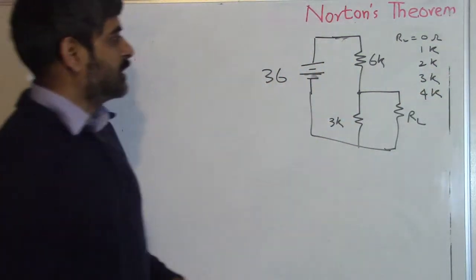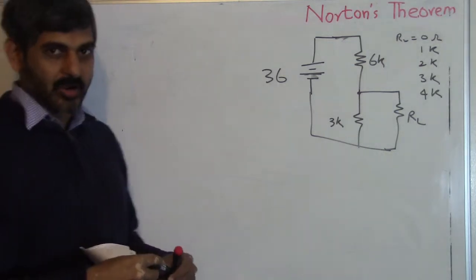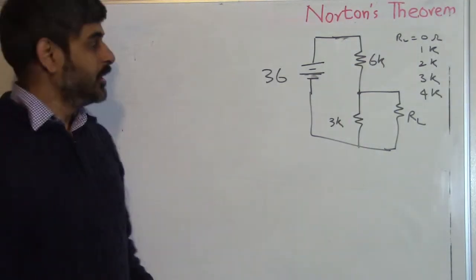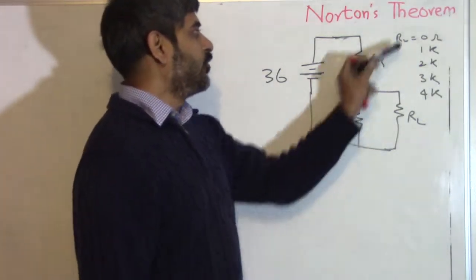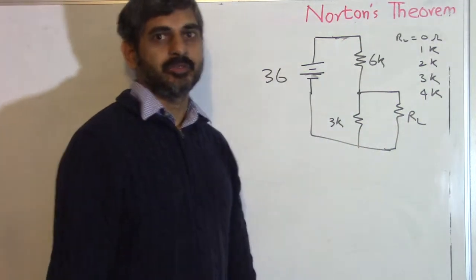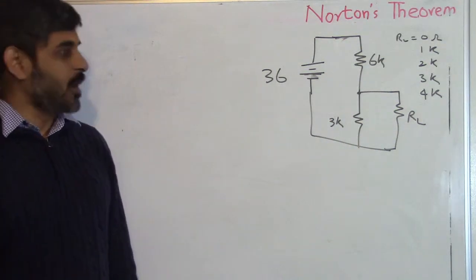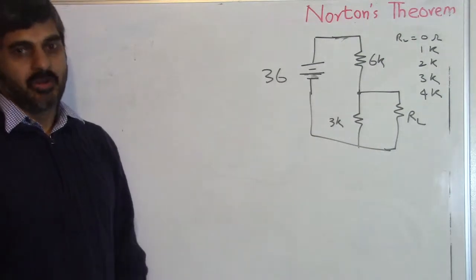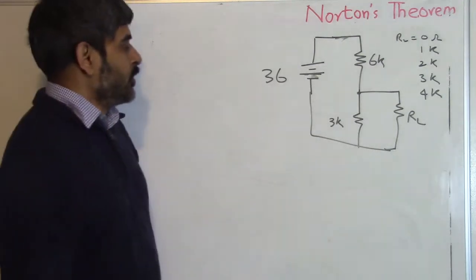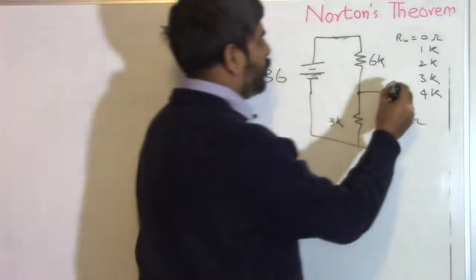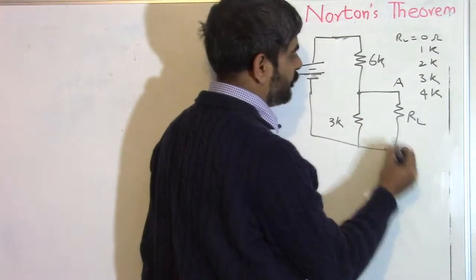We are given this circuit, and we need to find out the current in this load resistor RL for different values of the load resistor. Before doing this problem, we will find an equivalent Norton circuit. So this is point A and this is point B.